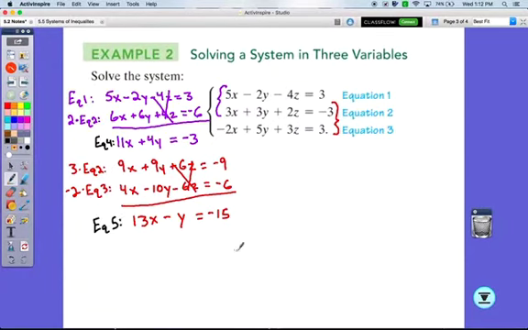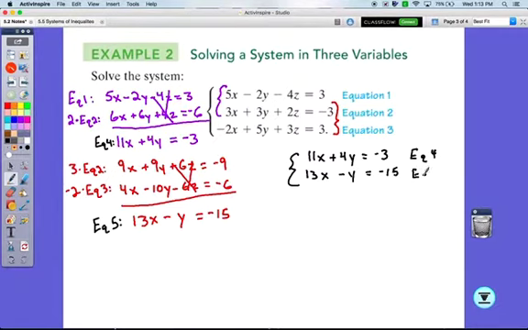All right, so I've done a lot of work so far. What I've done is I've taken the three equations and I've broken that down into 2 equations. 11x plus 4y is equal to negative 3. And 13x minus y is equal to negative 15. Okay, that's my equation 4 and equation 5.